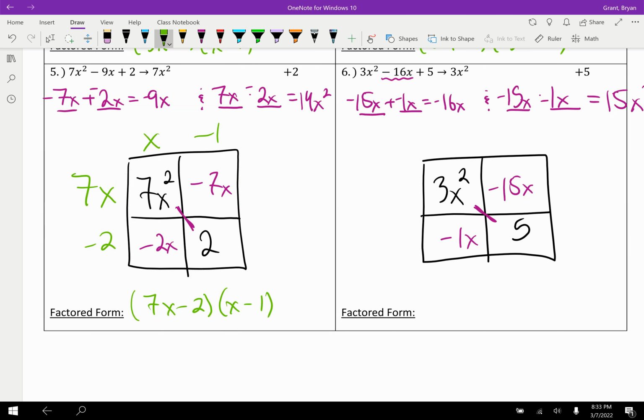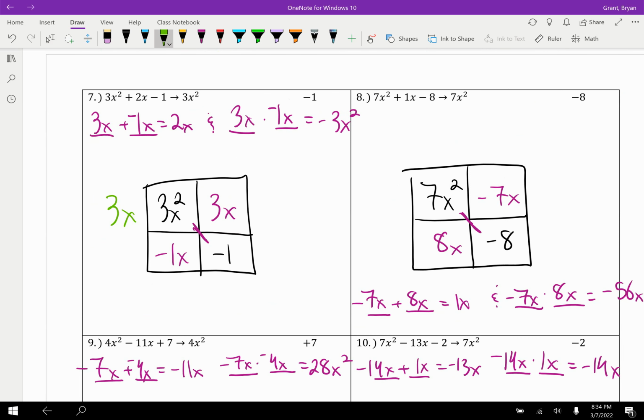Next one. A little bit trickier. You could say that those have 3 in common, or you could say that these ones don't really have anything in common besides the x. That makes this a 3x. Negative 1, negative 5. Bonus box looks good. And so we end up with 3x minus 1 times x minus 5. 4 to go.